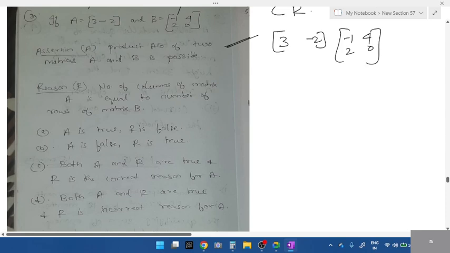Number of columns of matrix A is equal to number of columns of matrix B. So first one is true. What about second one, students? Is it true? Column is equals to row. Both are true. So what's the option? A, B, C, or D? Option A and R are true, and R is the correct reason for A. Okay, R is the reason. Only if this reason is correct, this answer also would be right. So C is the answer.